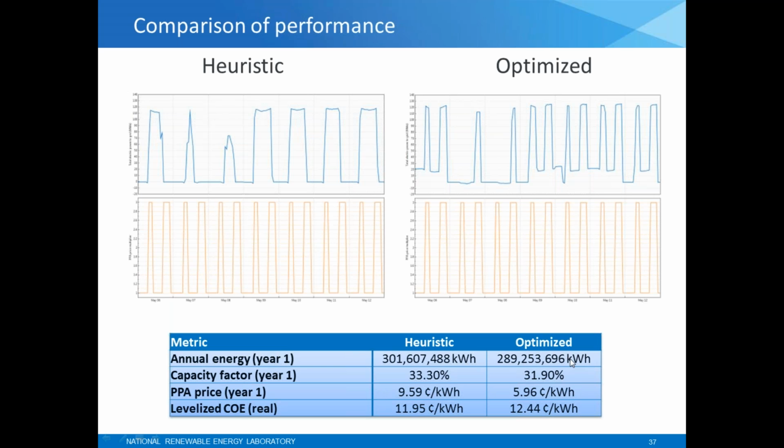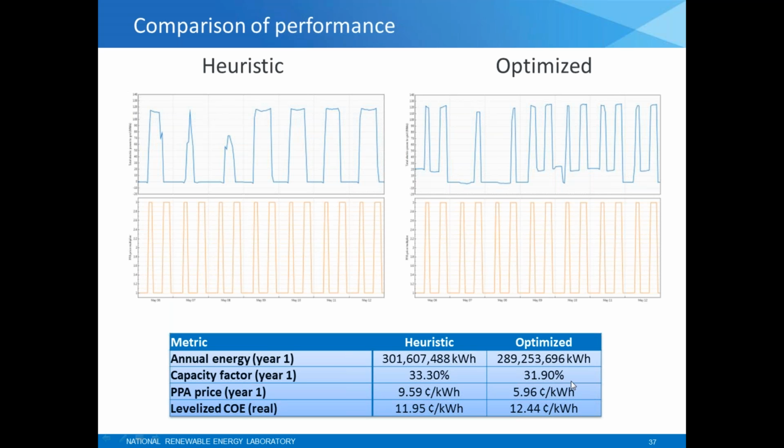So we look then at the optimized case and find that the annual energy actually decreases a little bit from the heuristic to the optimized. But what we really care, if we're spending $500 million on a plant, we really care about the revenue. We care about the cost. How cost competitive is this technology?